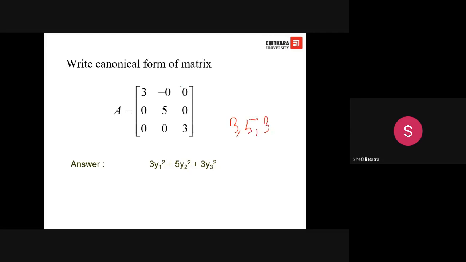So now you need to write out the canonical form. So you'll be writing 3y1 square plus 5y2 square plus 3y3 square. So this would be your canonical form for this given matrix. Right?